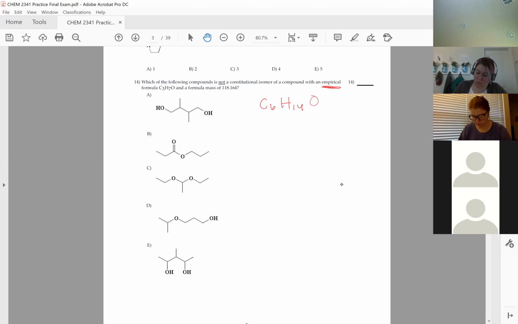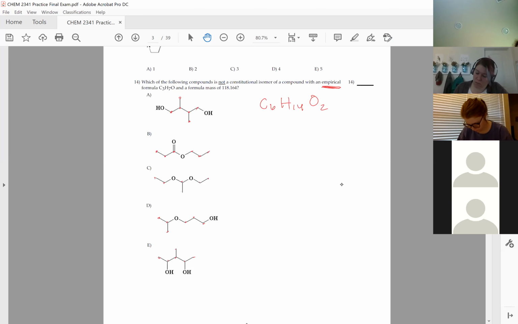So we need to go through and figure out which of these has the formula C6H14O2. First, we can definitely tell that all of these have 2 oxygens, so we can't eliminate any by that option. The next thing I would do is add up all your carbons. So 1, 2, 3, 4, 5, 6 for each of them. So then our differences are going to be in the hydrogens.